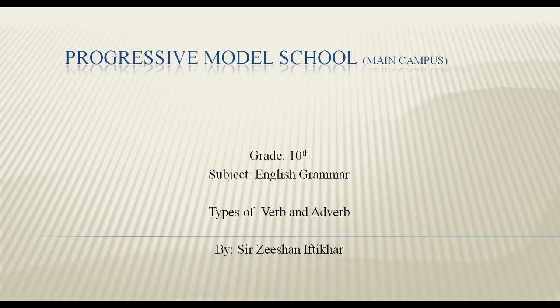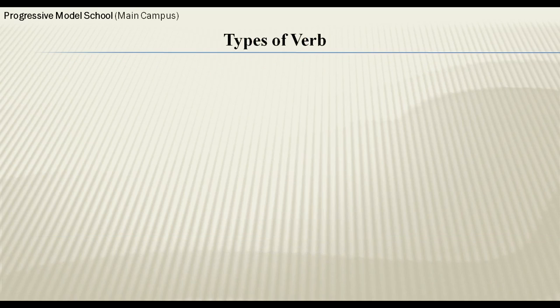Similarly, in this video, we're going to learn about the types of verb and adverb. So let's get started. Okay, what is verb? If we recall, a verb is a word that tells us about the subject, or it is a word that shows action or state. State means situation. And actually, these two are the basic types of the verb.